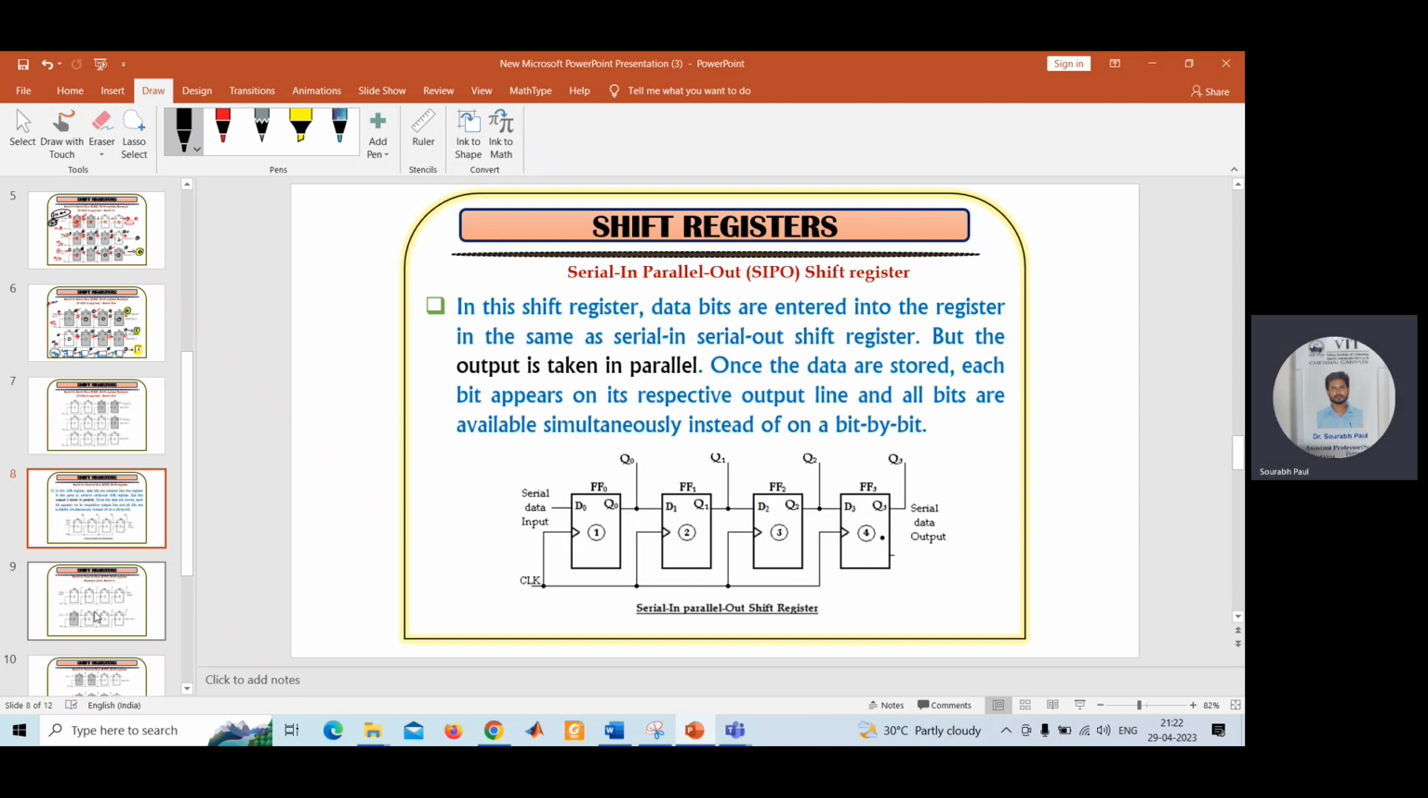Now, what is a serial in, parallel out shift register? You have to give the data serially in this input terminal, and you'll be getting the output parallelly in these four terminals for this particular configuration. In this configuration, we have used 4 flip-flops, so 4 bits you'll be collecting in these 4 output terminals.